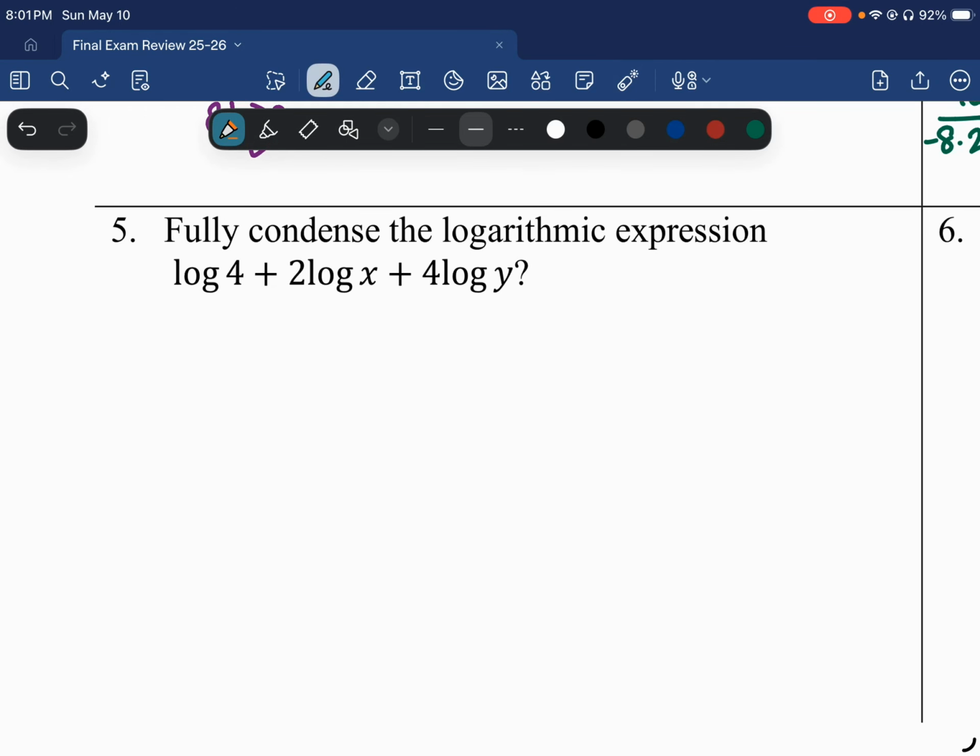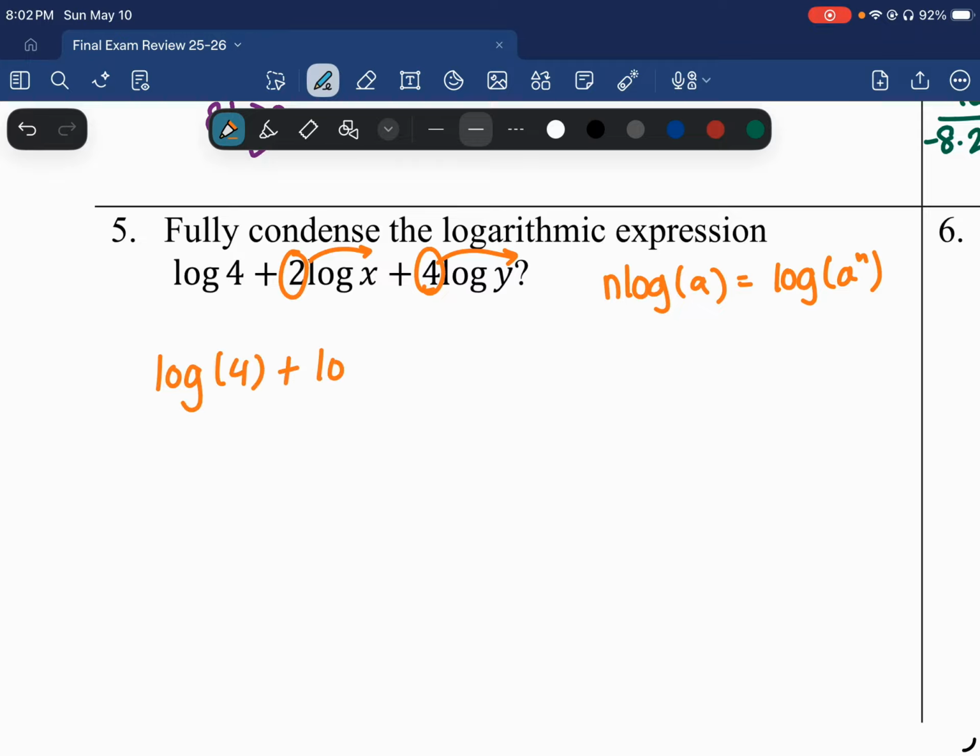When you are condensing, the first thing you're going to try to do is get the exponents back. Exponents look like numbers multiplied to the front of logarithms. That means that if there's a number multiplied in front, that was actually an exponent. So 2 was the exponent on x, and 4 was the exponent on y. So we have log of 4 plus log of what really was x squared before it got expanded, and this is really y to the 4th.